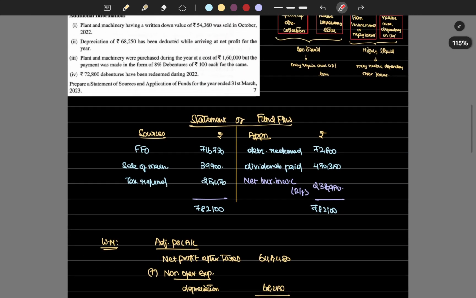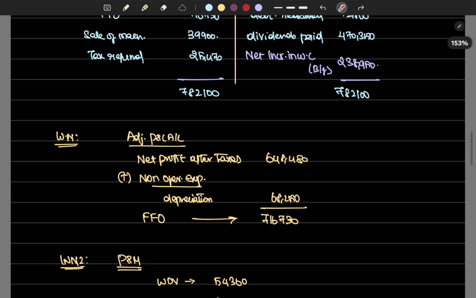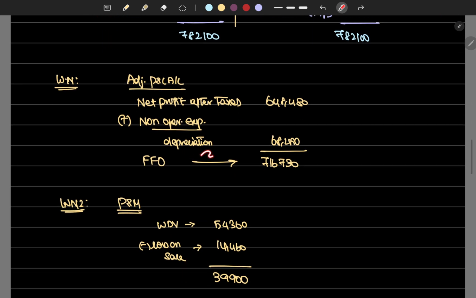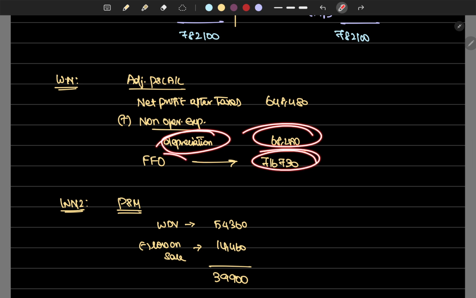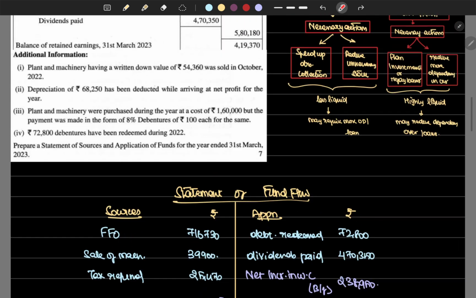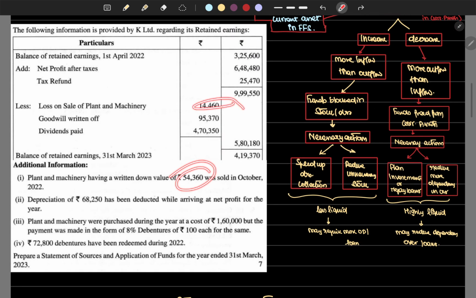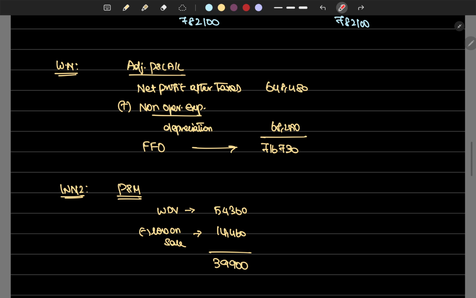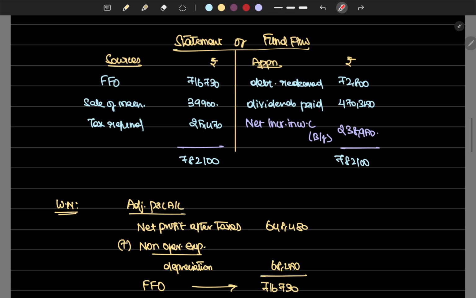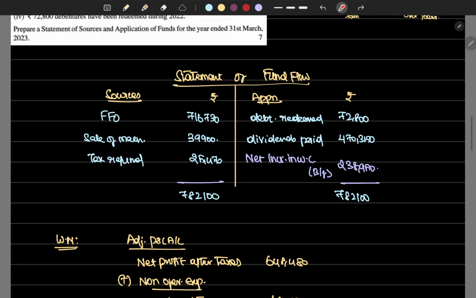So we have to find out the fund flow from operations. The net profit after tax we have is 6,48,480, but depreciation has been deducted from the net profit while arriving at it. So we add back the depreciation and we get the fund flow from operations. This is the fund flow from operations, working note 1. Then they have given the WDV and the loss on sale of machinery. Net of that, we get the actual sale of machinery. That's a source of funds, so 39,900.